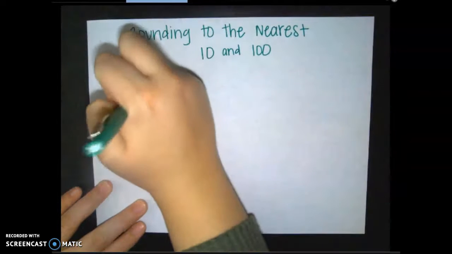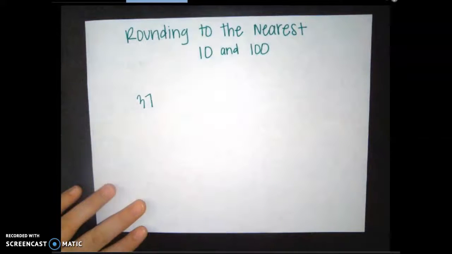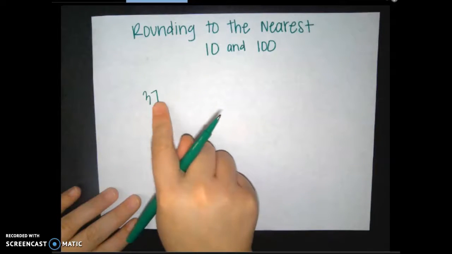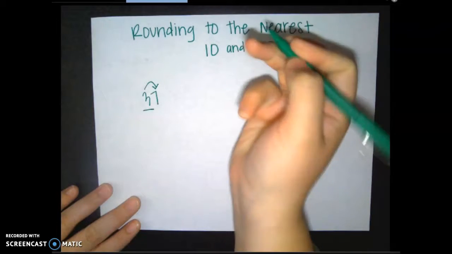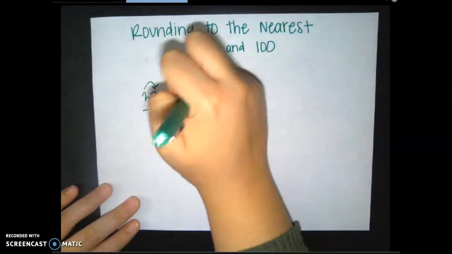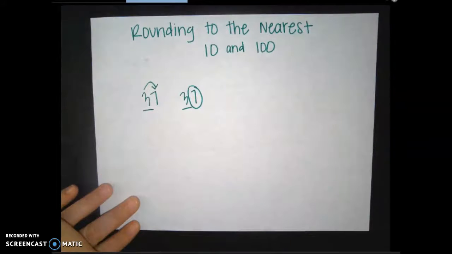So if I gave you the number 37, 37 only has two digits, in the tens place and the ones place. I'm going to underline the digit in my tens place, and you can put an arrow to your ones place, which is what's going to help you round, or sometimes you'll see it circled. I like to put an arrow because that helps you know exactly where I'm looking.